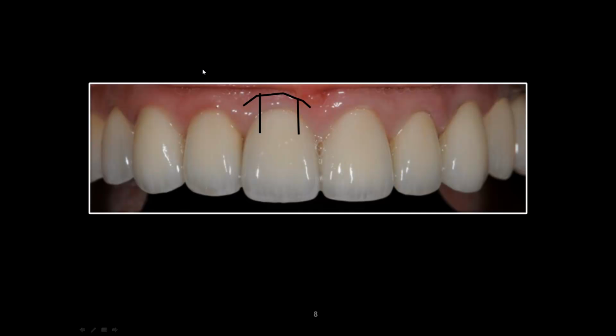Another important line we have to remember. You see the line right here? We call it the scallop. The scallop of the bone usually follows the scallop of the CEJ. The scallop of the bone never follows the scallop of the gum. So the scallop of the gum is usually always higher than the bone. And the more difference between the scallop of the bone and the scallop of the tissue, the more we have a risk of having black triangles.